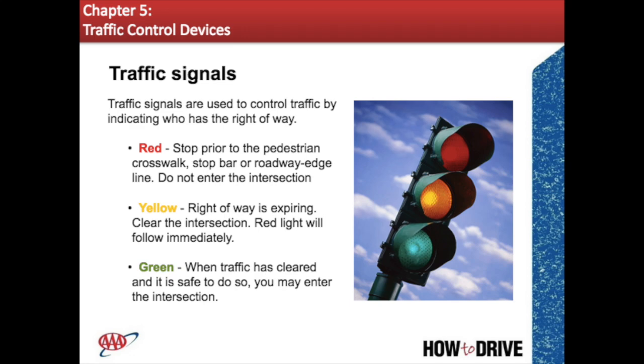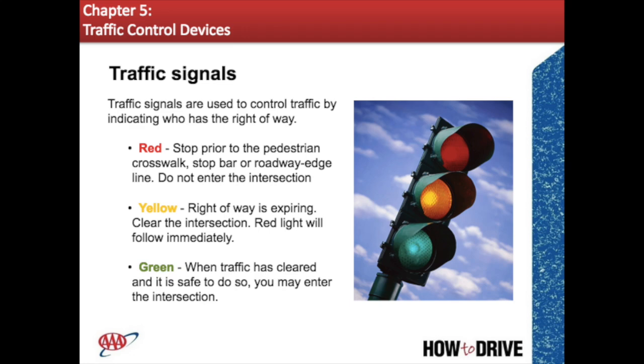It is critical that highway users understand the meaning of each color and symbol and respond in the appropriate manner. First, we have red. This means stop prior to the pedestrian crosswalk, stop bar, or roadway edge line, and do not enter the intersection. Then we have yellow. This means the right-of-way is expiring, and you should be clearing the intersection because a red light will follow immediately.